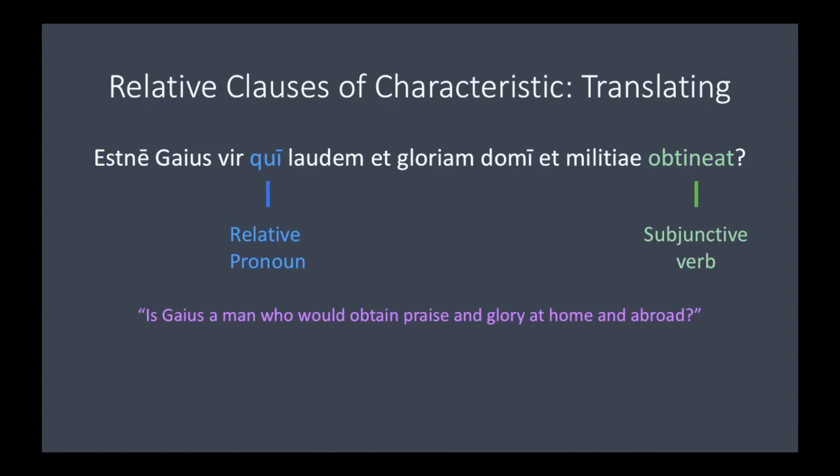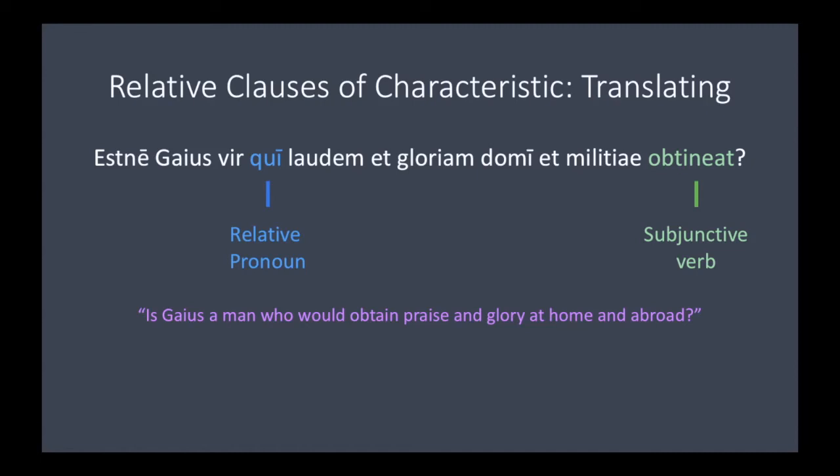Is Gaius a man who would obtain praise and glory at home and abroad? The question wonders if he is the type of person to obtain success as defined by a Roman aristocrat, praise and glory at home and abroad. But this translation does not make it abundantly clear that we recognize this as a relative clause of characteristic. So even though this translation is perfectly clear, depending on our goals, we may want to translate it slightly differently.